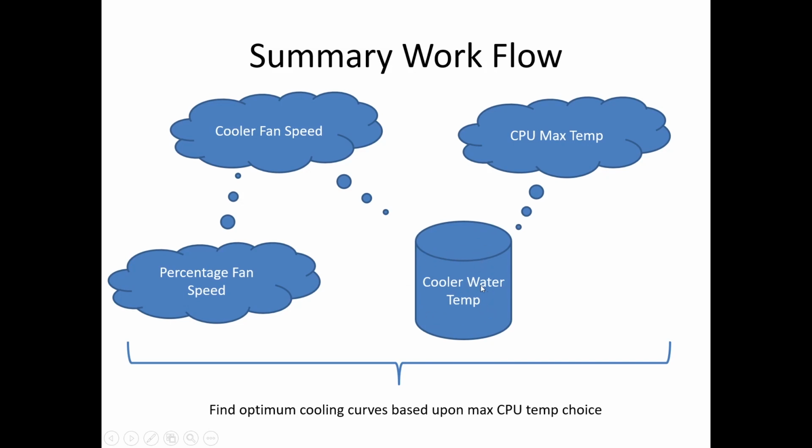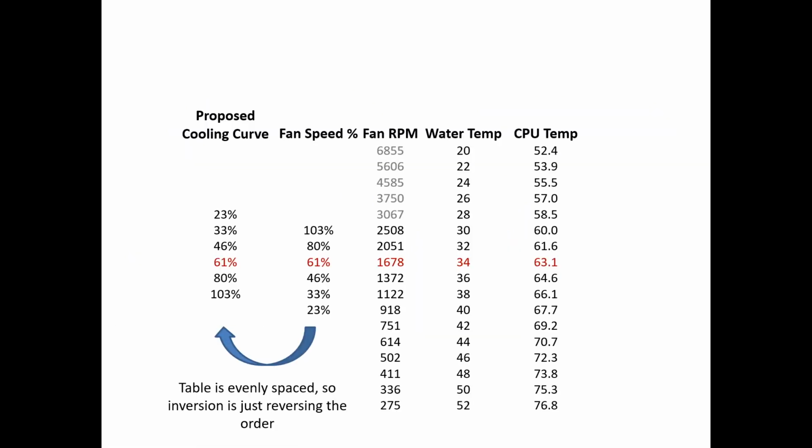What are those water temperatures that we might be interested in setting? What does that translate into for the maximum CPU temperature? How fast does the fan need to go for that? And then ultimately, using that correlation, what percentage of the maximum is that fan speed? Well, using the relationships that we've just seen, they're interrelated.